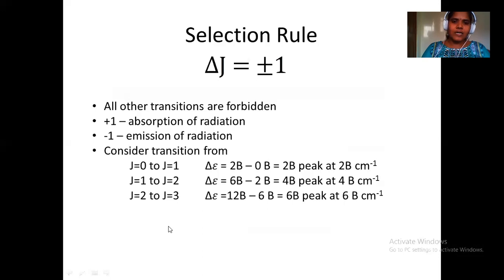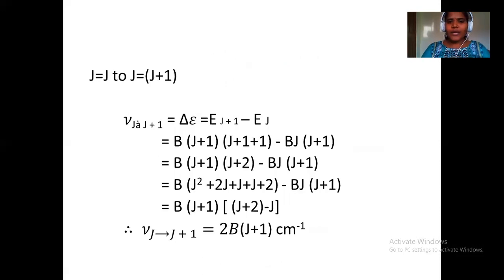If you generally apply this, if a molecule is there at J and it wants to jump to J plus 1, then you can calculate it. Initially J is equal to J and it just wants to jump to the next level, which is J plus 1. I'm considering the absorption here. So if I try to calculate the delta E, meaning the difference between the energies of the two levels J and J plus 1, I can substitute BJ into J plus 1 as the formula. So one level is J plus 1, so J plus 1 into J plus 1 plus 1, minus the J level, BJ into J plus 1.